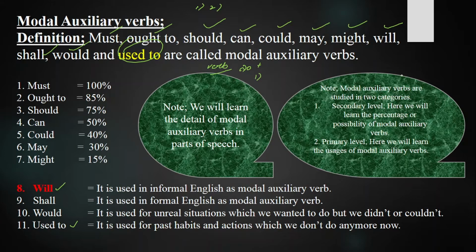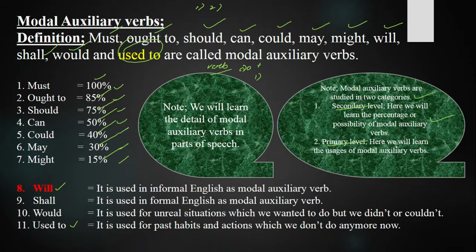Another note is that modal auxiliary verbs are studied in 2 categories. One of them is known as the secondary level, and the second one is known as the primary level. What is secondary level? Here we will learn the percentage or the possibility of modal auxiliary verbs, like must, ought to, should, can, could, may, might, will, shall, would, and used to. When we talk about the possibility of an action, we will be using the modal auxiliary verb in a secondary level.